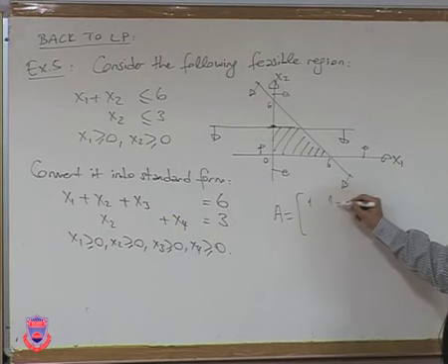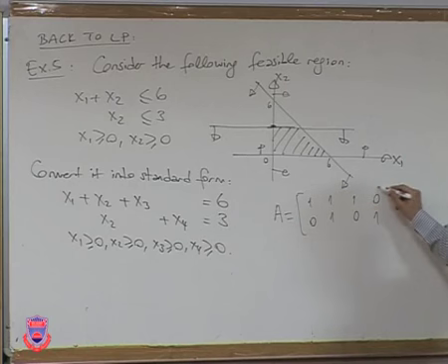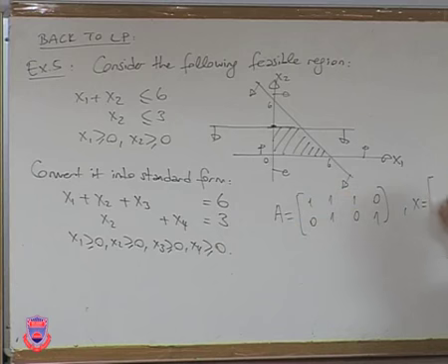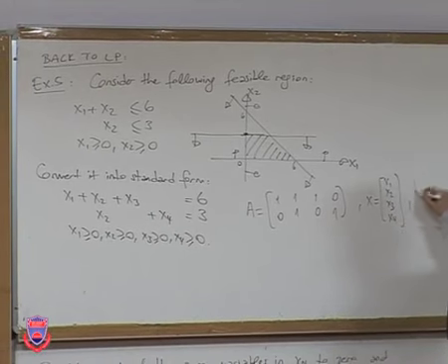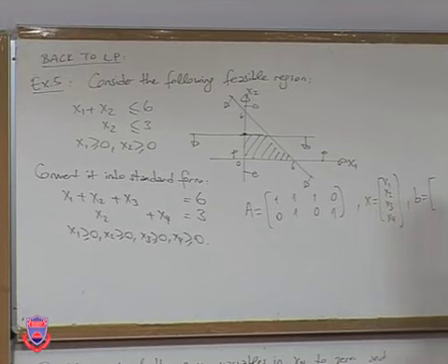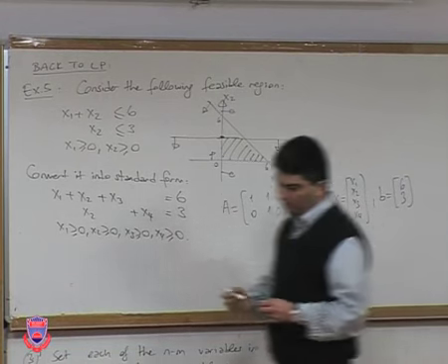So I'm going to have 1, 1, 1, 0, and then 0, 1, 0, 1, right? So this is my A matrix. My x vector will be given by x1, x2, x3, and x4. And what's my right-hand side vector b? 6 and 3, exactly. Okay?